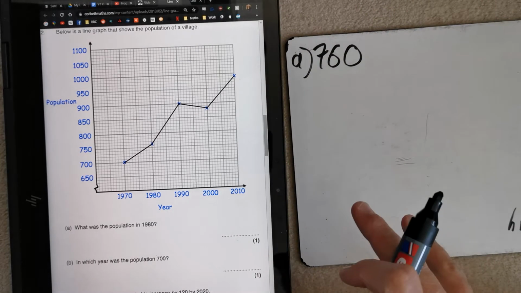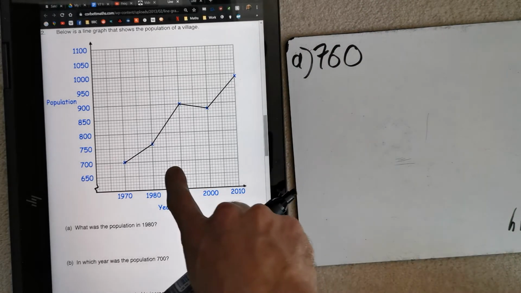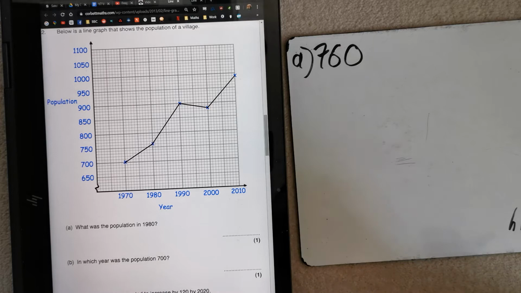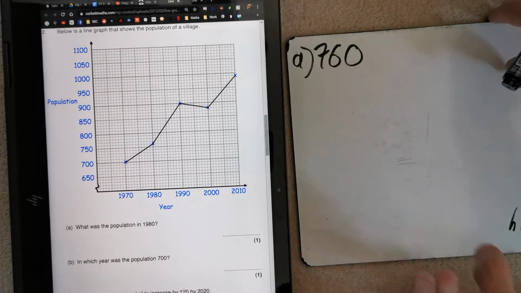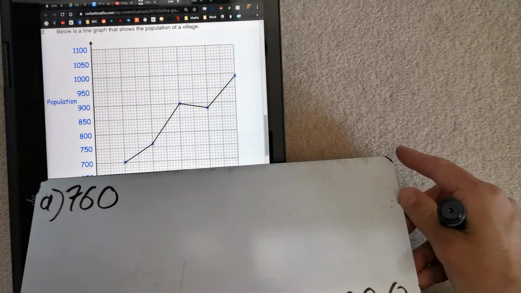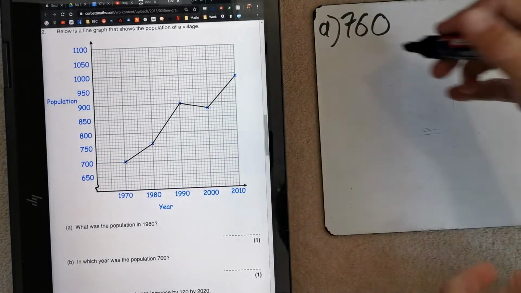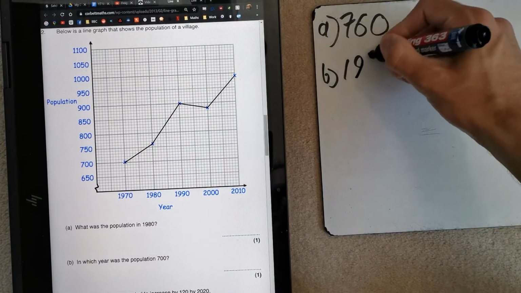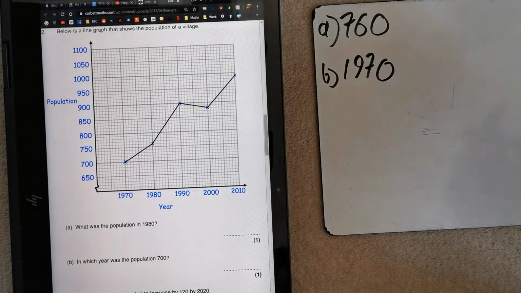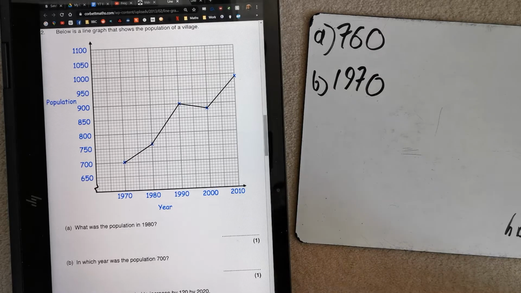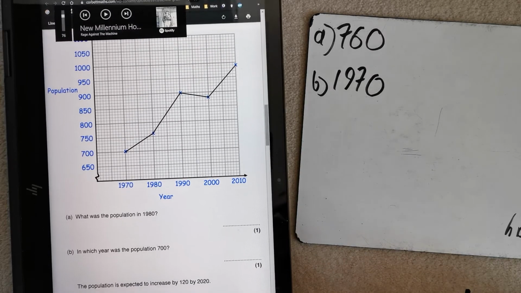Sometimes when it's not so clear, they give you a bit of leeway, but in this one, it's clear enough to read, all right? In which year was the population 700? Okay, so where is it at 700? 700, it is at 1970. Okay, so question B is 1970. Okay, the population is expected to increase by 120 by 2020. Work out the expected population by 2020.